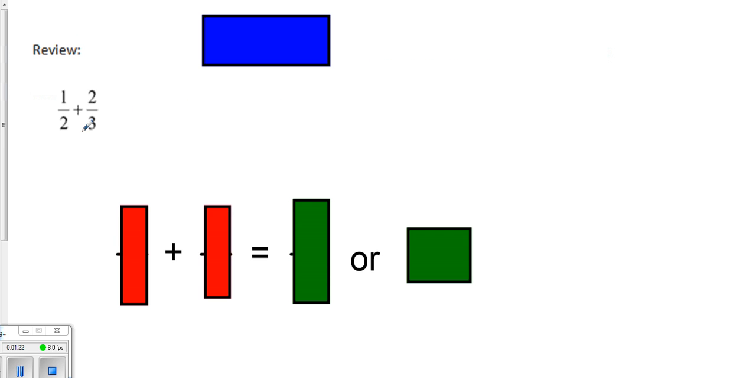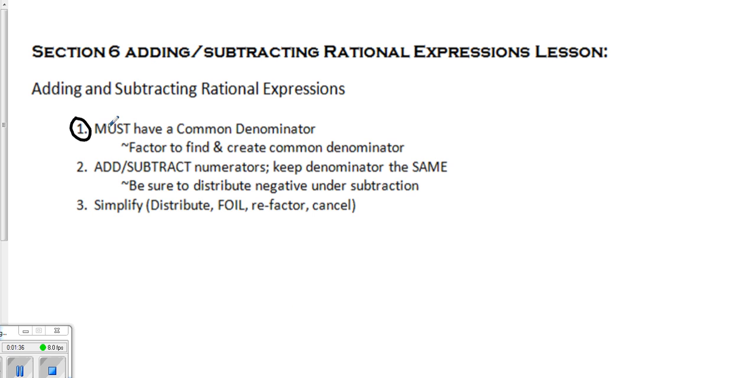Now, as a review, to kind of help us remember what this looks like, we're going to use rational expressions just with whole numbers. These are just basic fractions. So 1 over 2 plus 2 over 3. How do we add these two fractions? Well, we need a common denominator. Step 1 must have a common denominator.